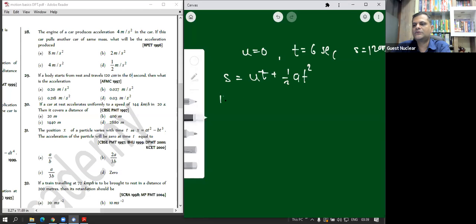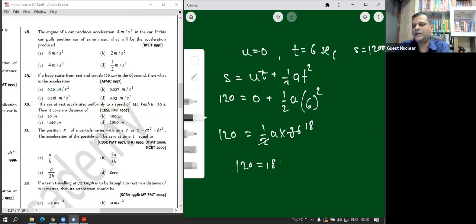So we get s equal to 120, u is 0, a is to be found out, t is 6, so 6 squared which is 36. So 120 is equal to 1 by 2 a into 36, so that 2 ones are 2, 18s are, hence we get 120 equal to 18a, means a must be equal to 120 by 18. This can be reduced by 6 here. So 6 3s are and 6 2s are 20, so it's going to be 20 by 3 meter per second squared.